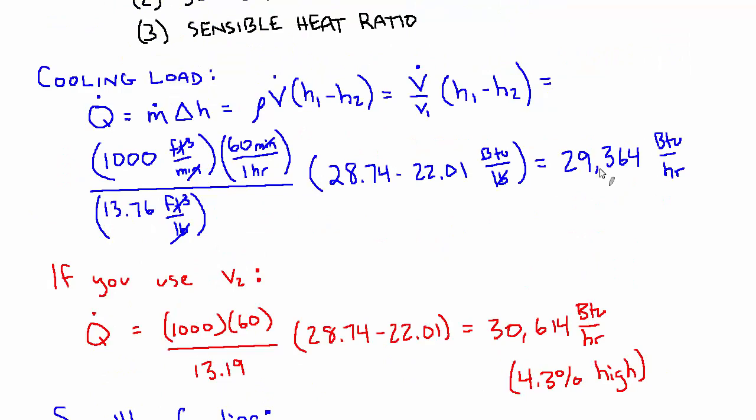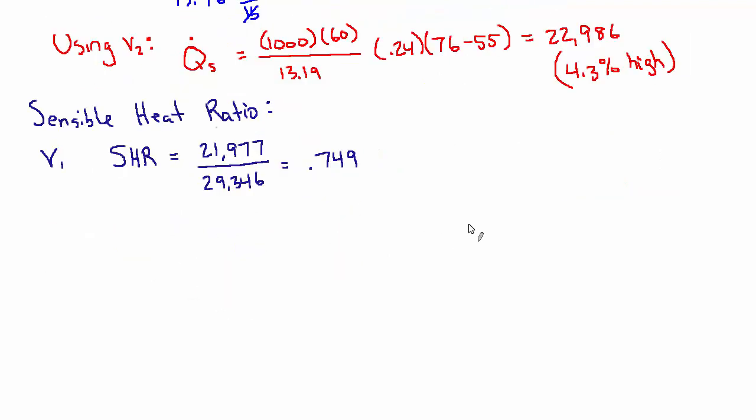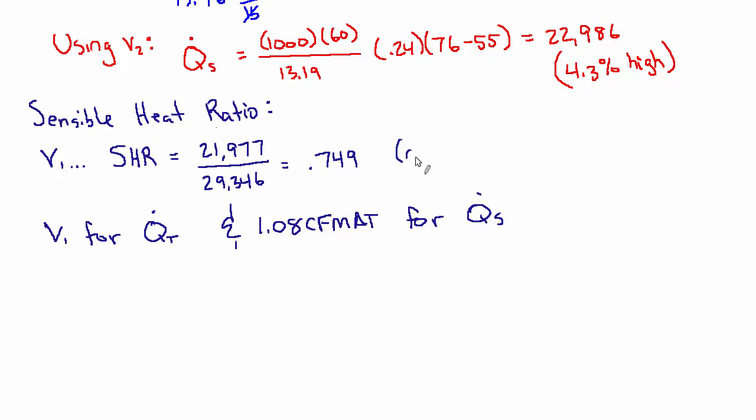Over 29,346, which is 0.749. So that's the correct answer. Right around 75% sensible heat ratio. Now, what if you use V1 for the total cooling, and then you use the rule of thumb 1.08 CFM delta T for the sensible cooling component? So this is the correct approach, and I'm going to argue that this approach is okay, but not necessarily as accurate as it could be.